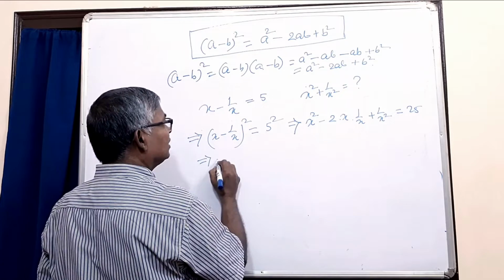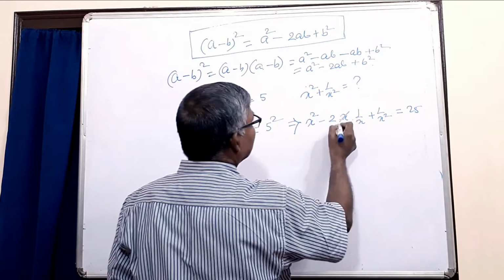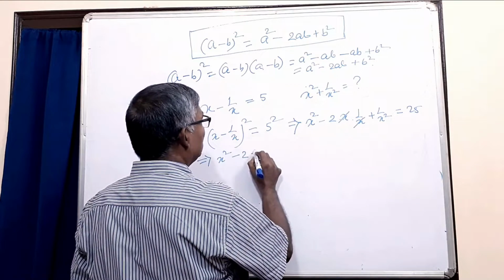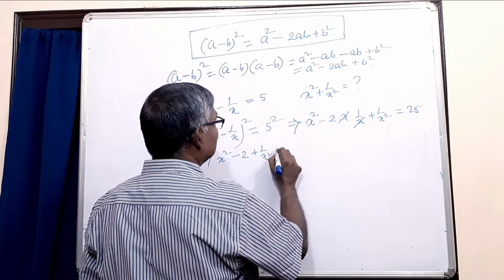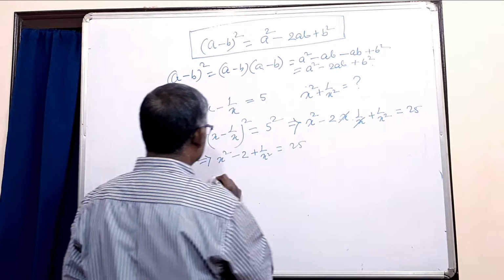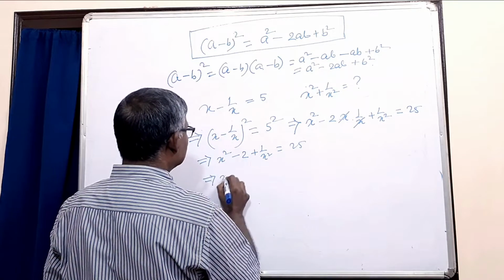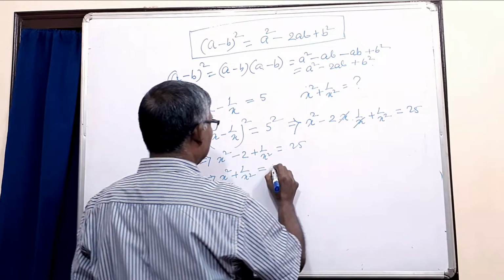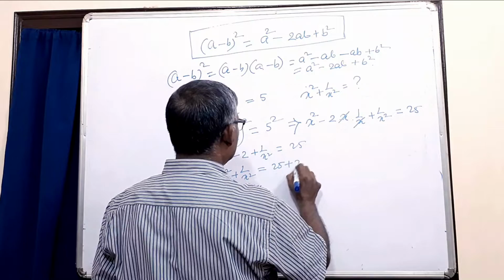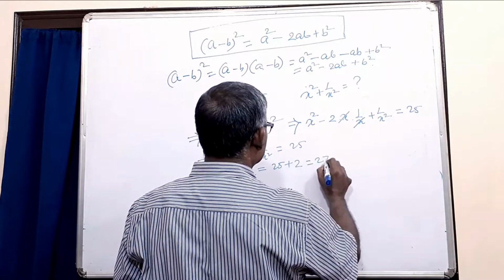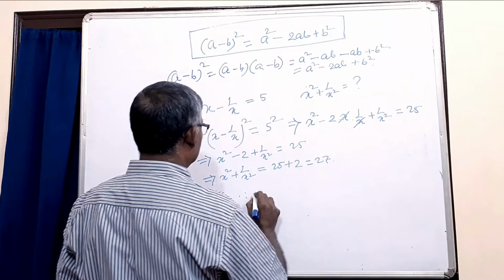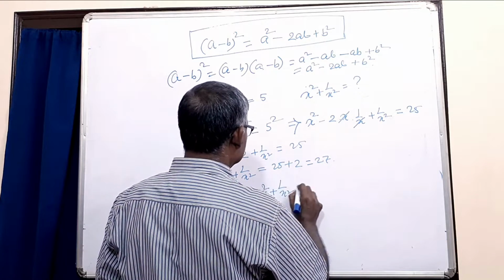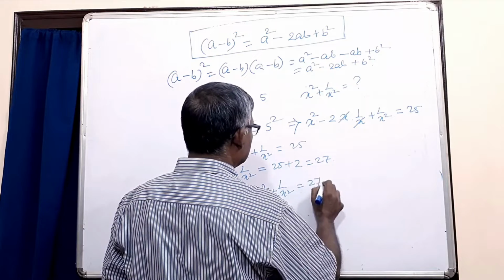This implies that x square, here x cancelled, x square minus 2 plus 1 by x square equals to 25. This implies that x square plus 1 by x square equals to 25 plus 2, that is 27. Therefore, x square plus 1 by x square equals to 27.